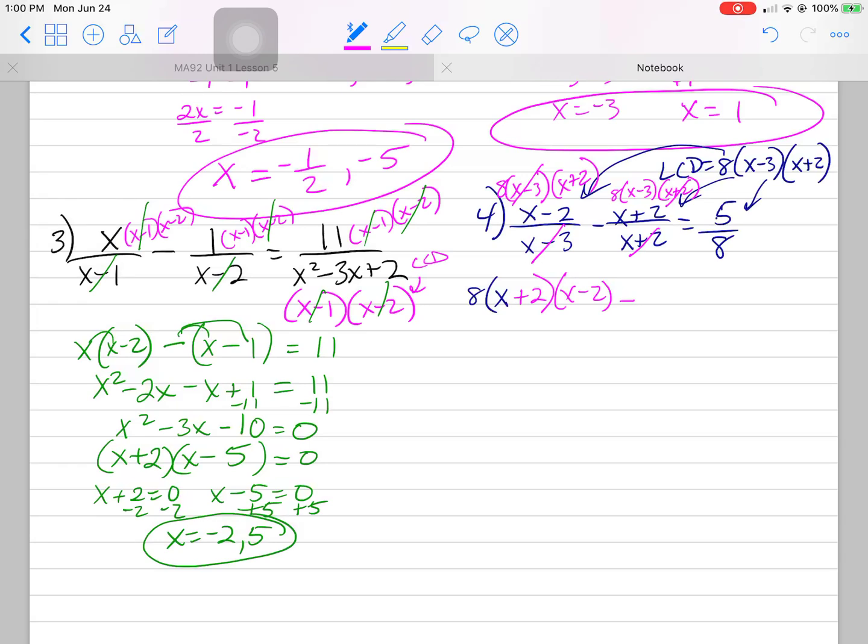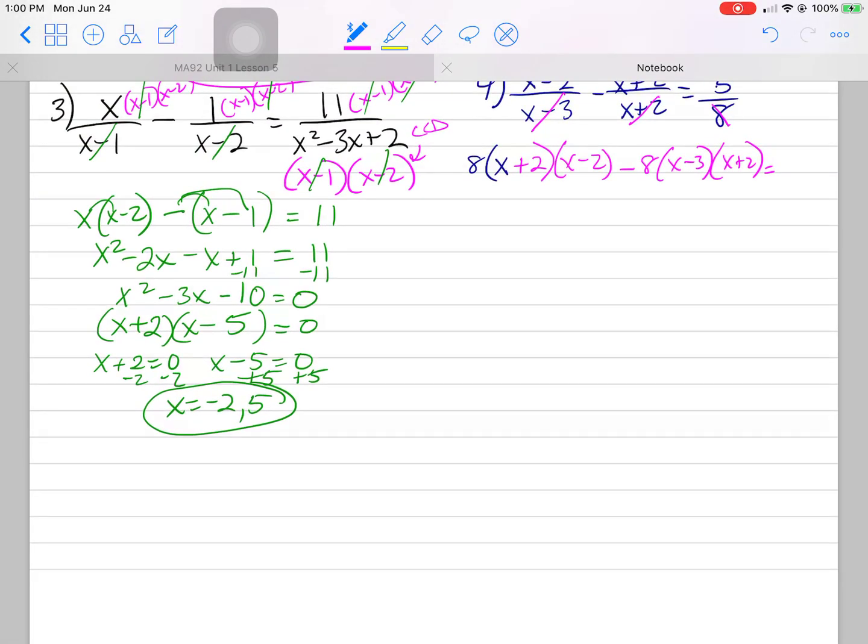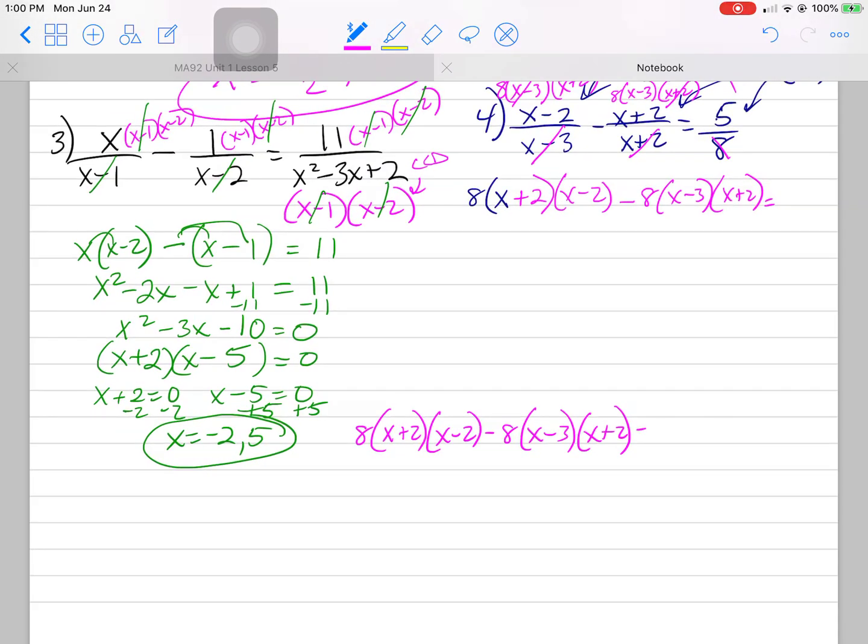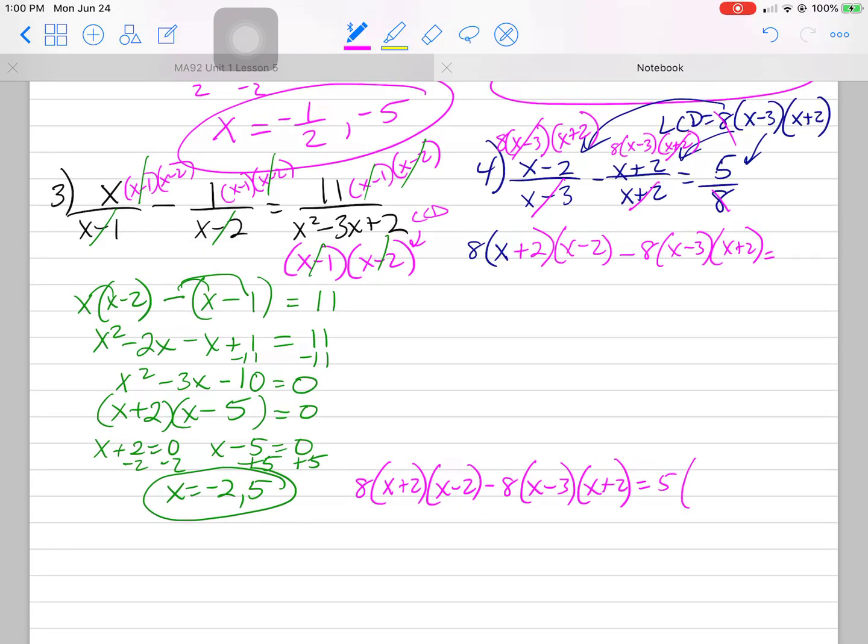So this one and this one, which means we have 8x minus 3x plus 2 equals all of this times that minus the 8. So this is going to be, oh, I'm going to need so much more room. I'm almost out of my page here. Let's just write this over here. 8x plus 2, x minus 2 minus 8. Oh my goodness. 3x plus 2. And then this one was 5x minus 3x plus 2.